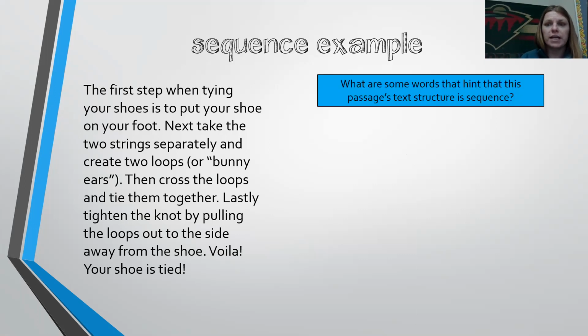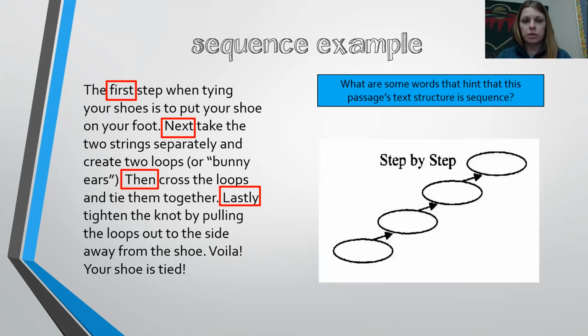What are some of the words that hint that this passage's text structure is sequence? First, next, then, lastly. And another way you can think about it too is that you have an end result. You started somewhere and you finished. Step by step, well, first you put on your shoe. Make 2 loops, tie loops together, tighten the laces, step by step. And that is an example of sequence.